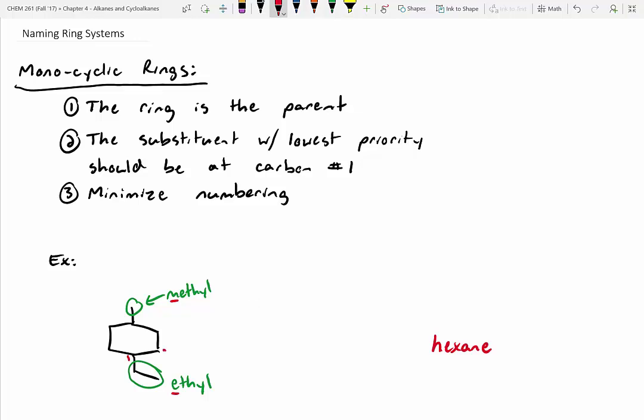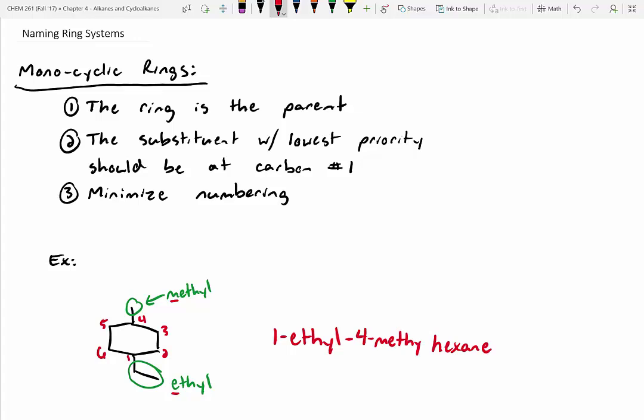And then we want to go around in either direction so that we have the methyl at the 4 position. You can tell it doesn't matter whether we're numbering counterclockwise or clockwise in this example because methyl will always come off of position 4. Now we want to put the name together, so the ethyl is coming off the 1 position. We'll say 1-ethyl, and then 4-methyl.